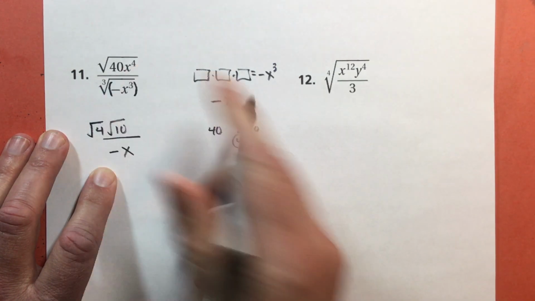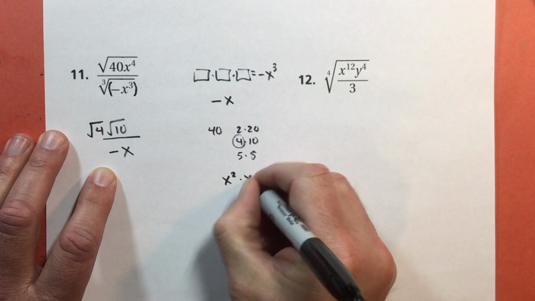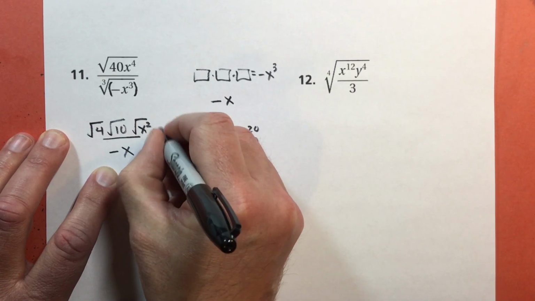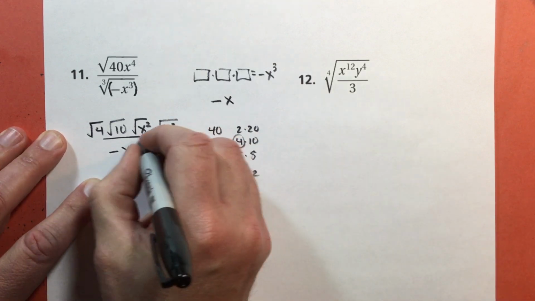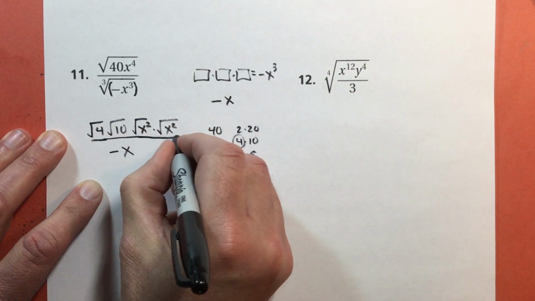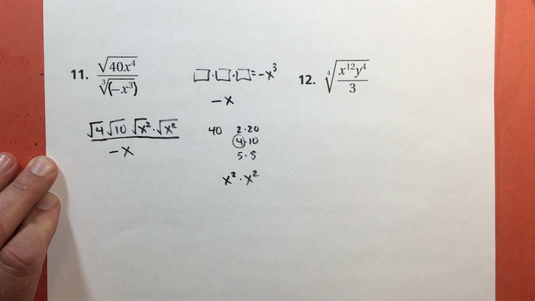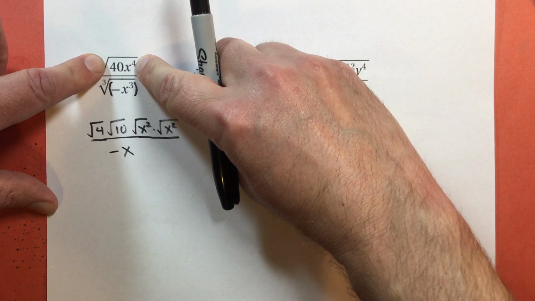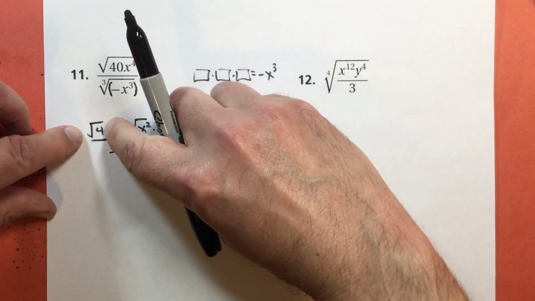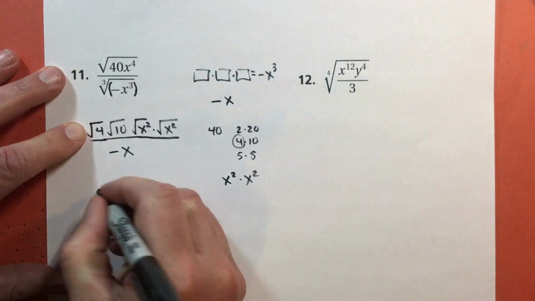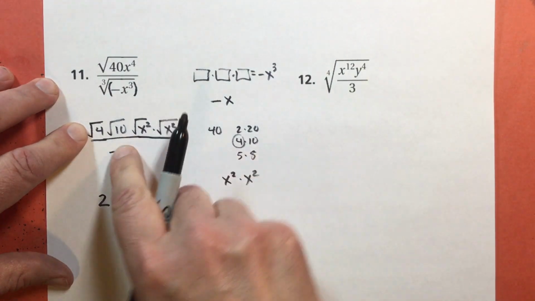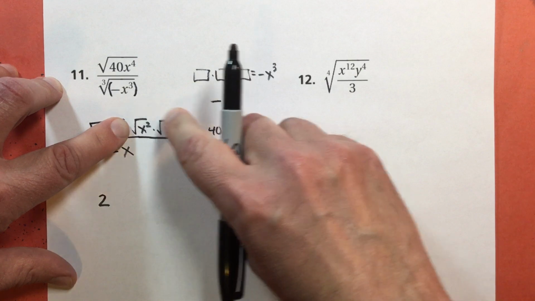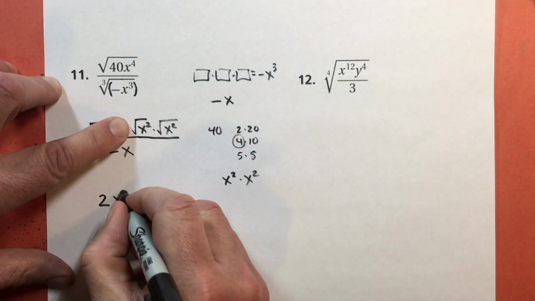X to the fourth power means x squared times x squared. So this will be the square root of x squared times the square root of the other x squared. And again, I don't know why I don't draw these big enough. So I took the 40x to the fourth and I broke it into perfect squares that I know of. That's 4, that's a perfect square, so that's just going to be 2. I'm going to save that one for the end. The square root of x squared and the square root of x squared are both x. X times x equals x to the second power.